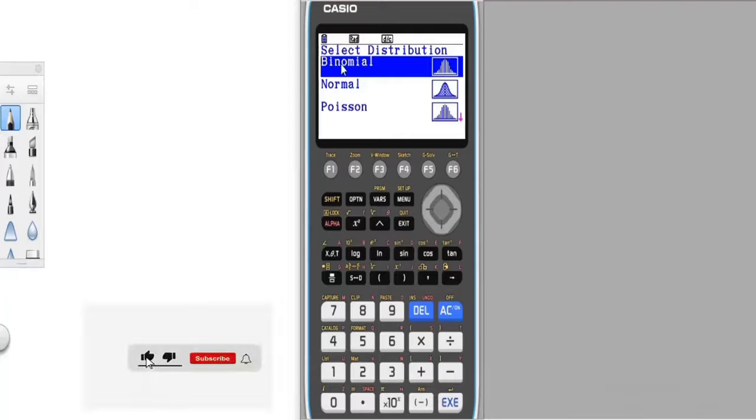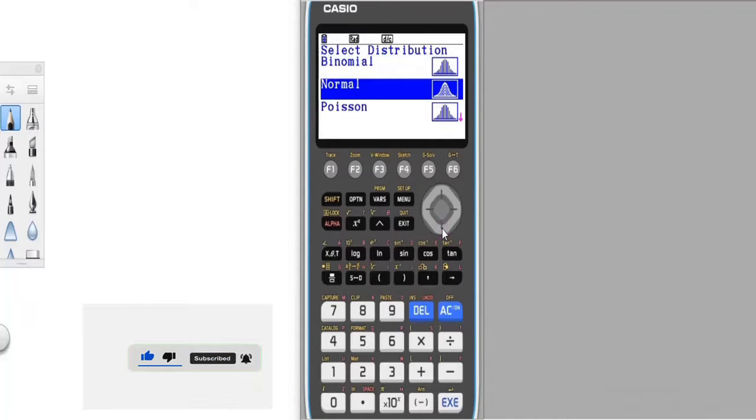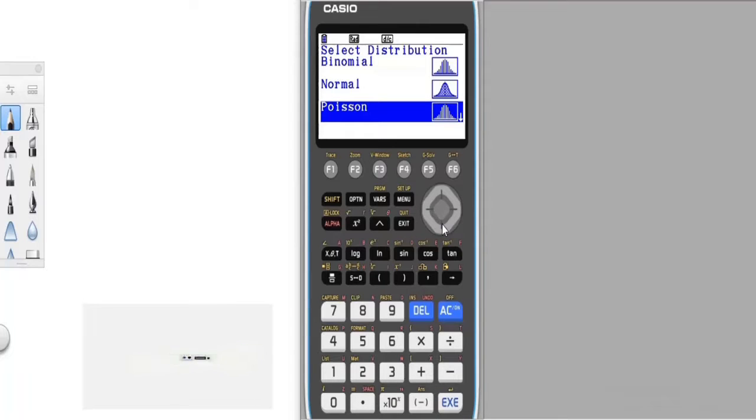This one is for binomial distribution. This one is for normal distribution. This one is for Poisson distribution. Depending on the problem you have at hand, you can tackle it fast and easy. I will also have a video already recorded on these kinds of problems.